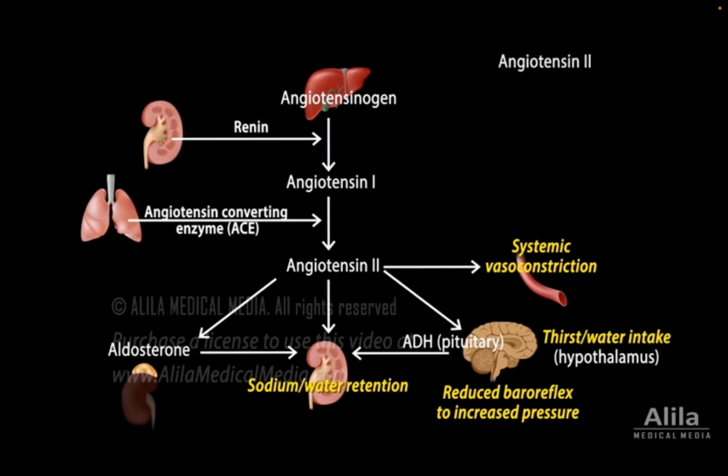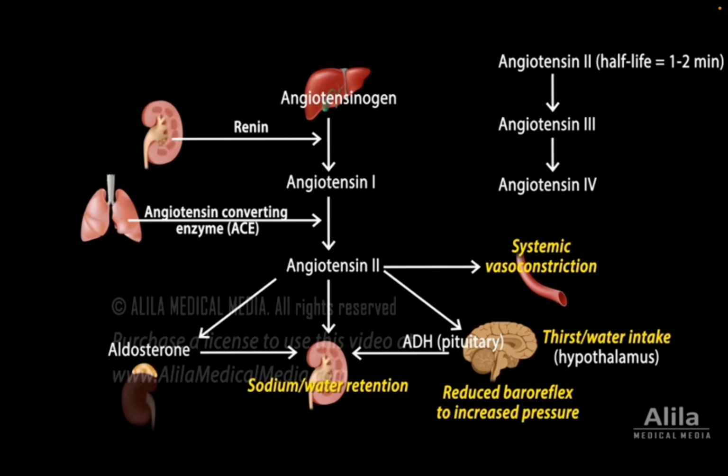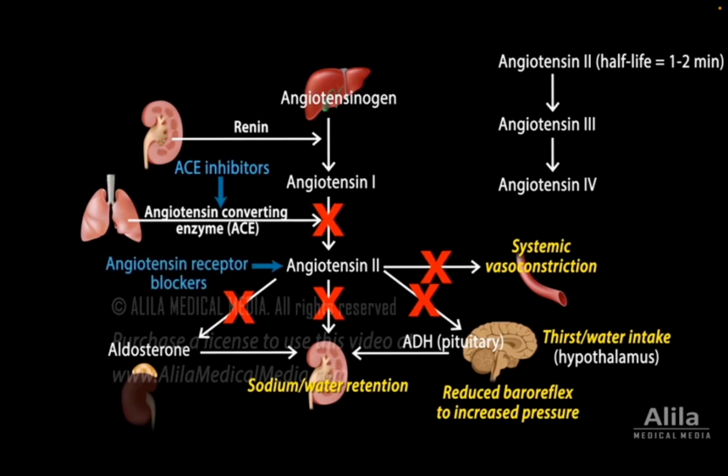Angiotensin 2 is short-lived with a half-life of 1 to 2 minutes. It is degraded into angiotensin 3 and 4, which have lesser effects. Overactive or inappropriately activated RAS is a cause for hypertension. RAS is a frequent target of antihypertensive drugs. ACE inhibitors and angiotensin receptor blockers are common treatment for hypertension.